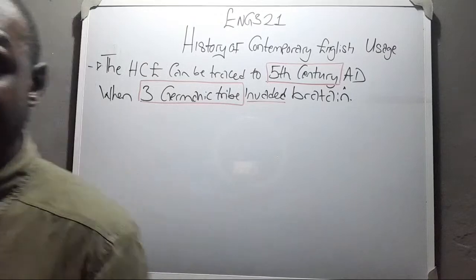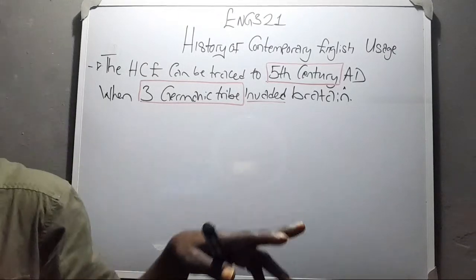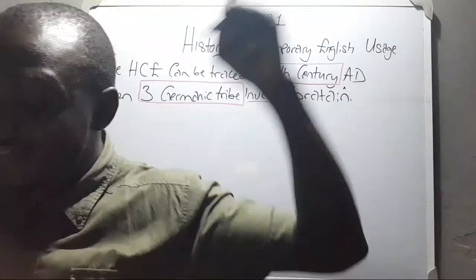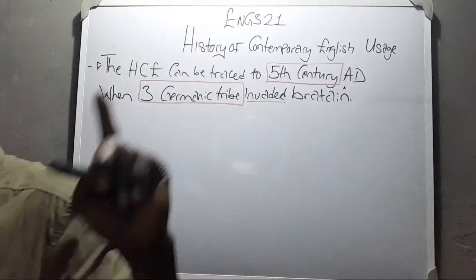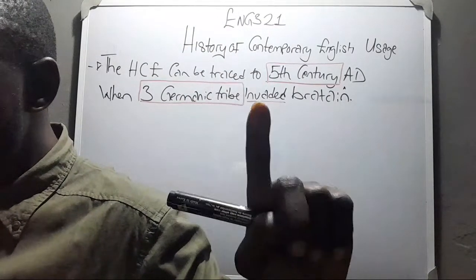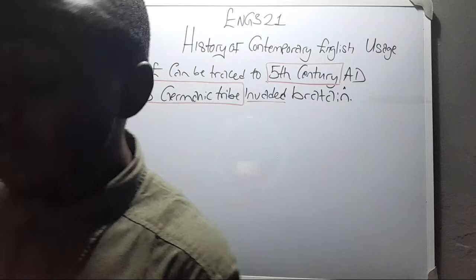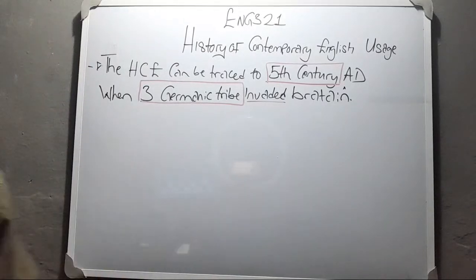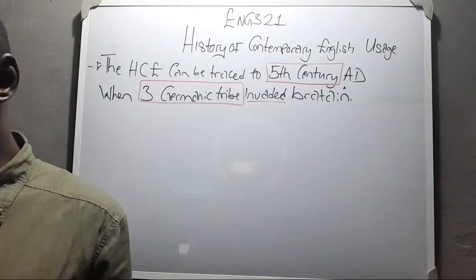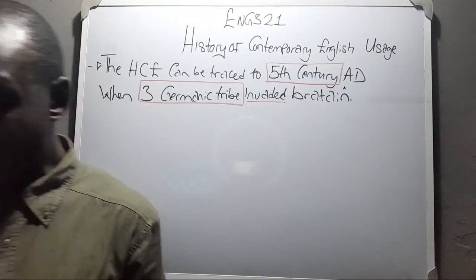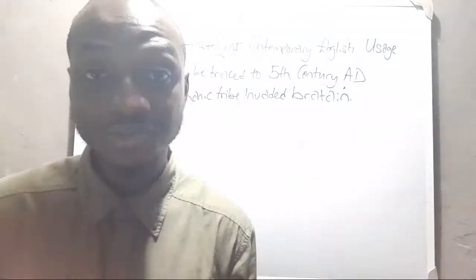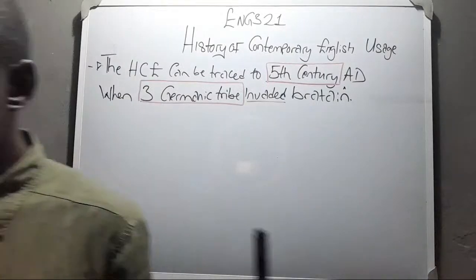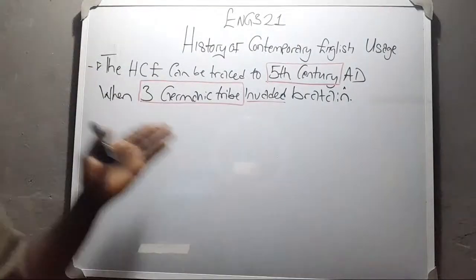Now, let's see what they have in the material. In the material, they said the history of English language really started with the arrival of three Germanic tribes who invaded Britain in the 5th century. And here we also have history, arrival, invasion, which is invaded, Germanic tribes, three Germanic tribes, and AD. And the same thing we have here.